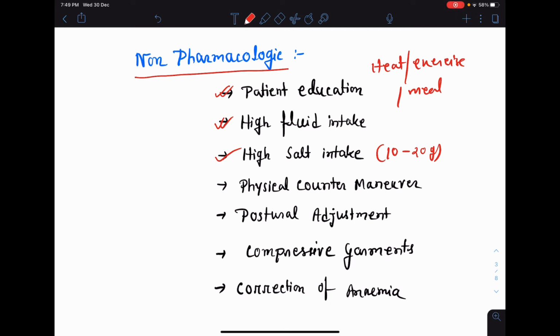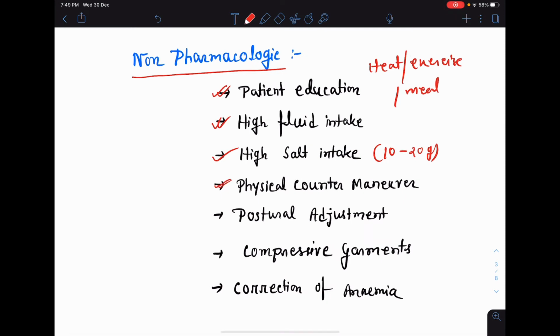Then physical counter maneuvers should be taught to the patient. For example, crossing the legs, or dangling the legs on the edge of the bed while standing up from a lying down position in the morning.